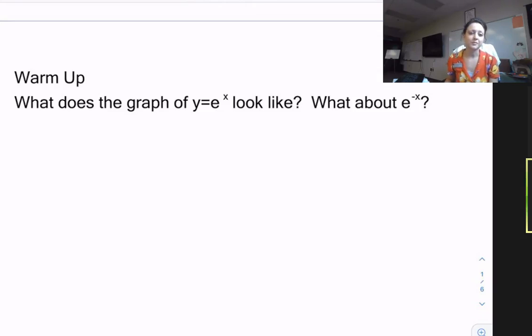Alright, so a little warm up for you. Draw the graph of y equals e to the x for me, as well as y equals negative e to the x. I'm going to force a pause on your screen, hit continue when you're ready to see the answer.